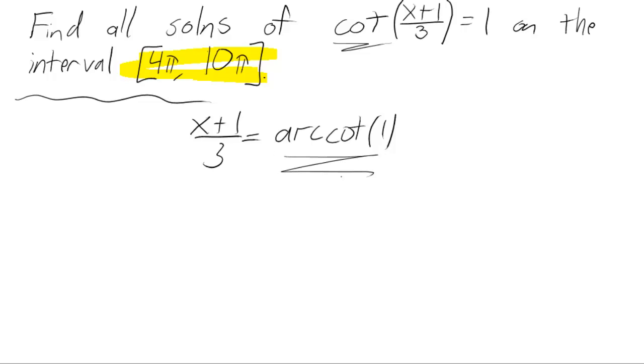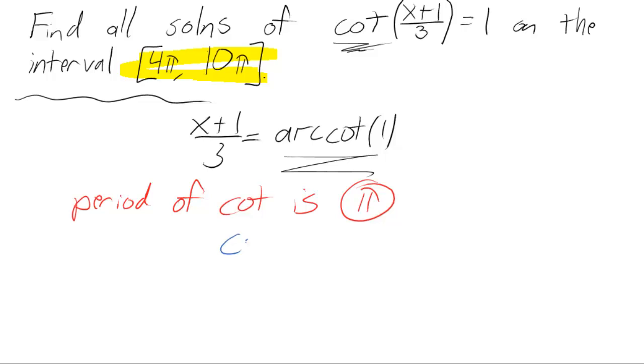This is a very particular value. The arc cotangent of 1 is pi over 4. But since we're trying to write down all possible solutions, we need to look beyond that one value. So remember how we do this. We take a 1 period length interval of the cotangent. So what is the period of cotangent? It's pi. And so we need to take a pi length interval.